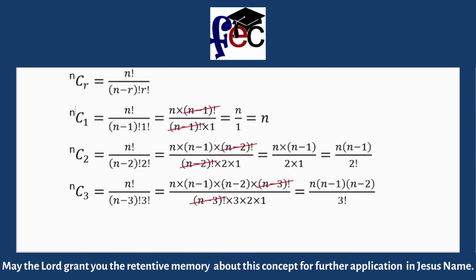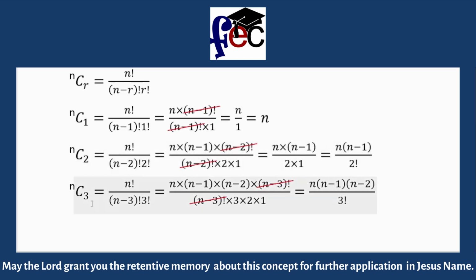Now for nC2, which is the same thing as n factorial divided by the product of (n minus 2) factorial and 2 factorial. When we rewrite n factorial, we will have n multiplied by (n minus 1) multiplied by (n minus 2) factorial. Since we are stopping there, we indicate the factorial notation at that point. We can also see that both the numerator and denominator have a common factor of (n minus 2) factorial, and that will cancel out. We'll be left with n multiplied by (n minus 1) divided by 2 multiplied by 1. You can decide to leave it this way, or you can still rewrite it as n(n minus 1) divided by 2 factorial.